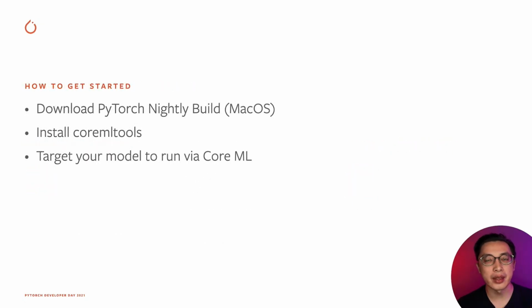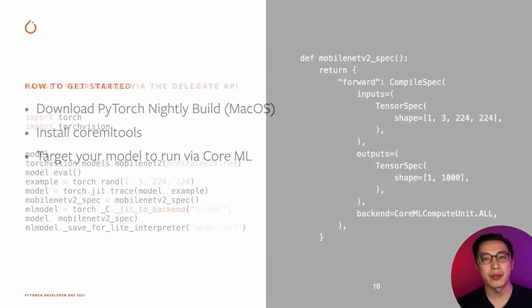To get started, first download the PyTorch nightly build on your macOS machine. You also need to install CoreML tools. And finally, you'll be using the CoreML delegate API to optimize your TorchScript model to run on CoreML.